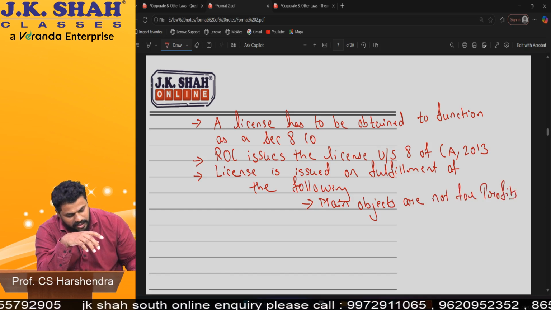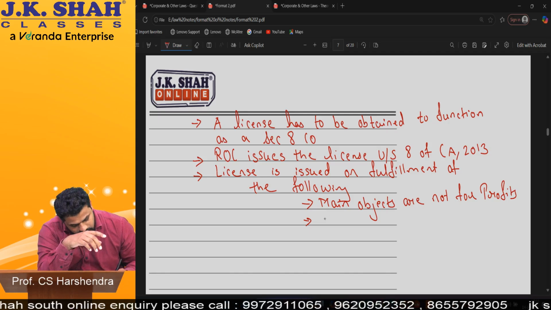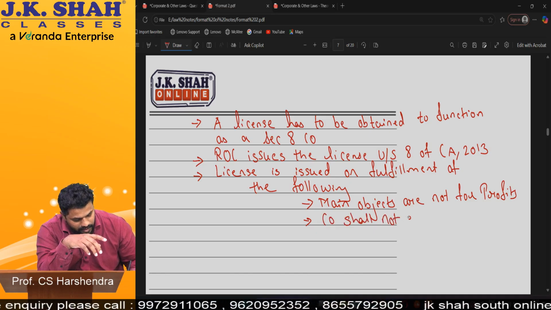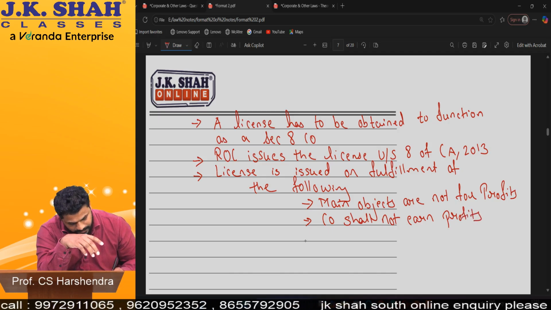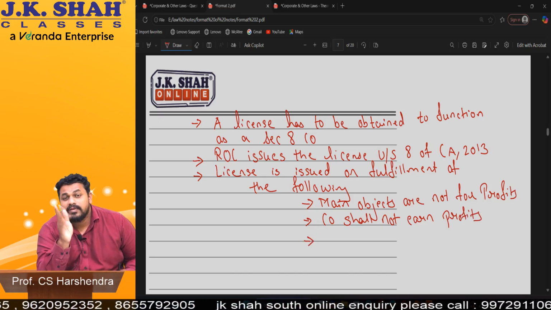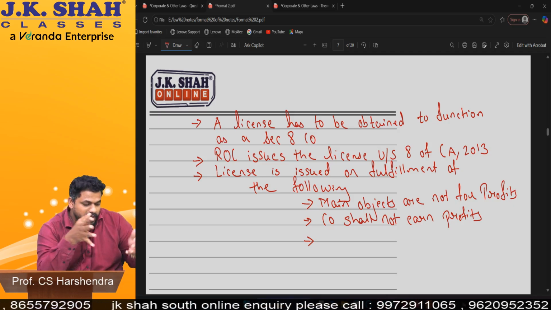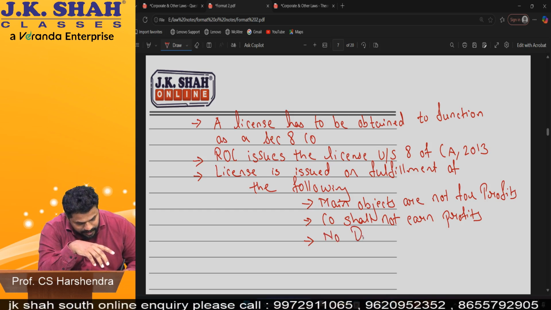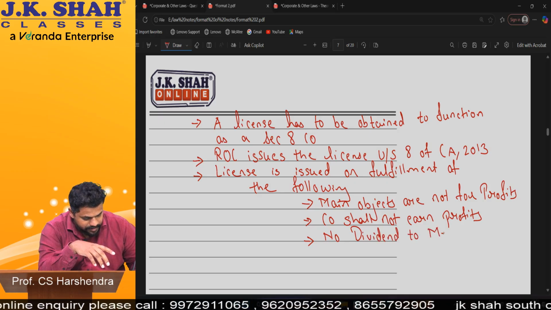Obviously, the second point tells the same thing. Can the company earn profits? No, the company will never earn profits. Company shall not earn profits. Third is no member will be given dividend, means company shall not declare dividend. What is dividend, beta? Distribution of profits. So obviously, if there is no profit, can you give dividend? No. No dividend to members.